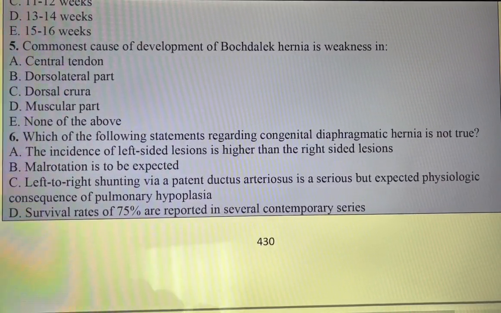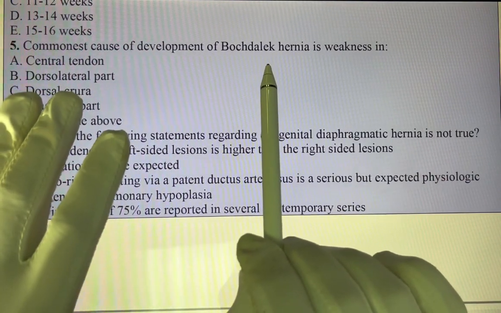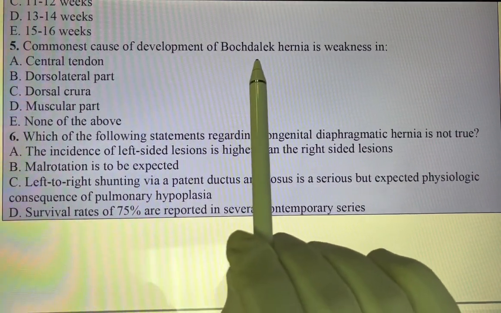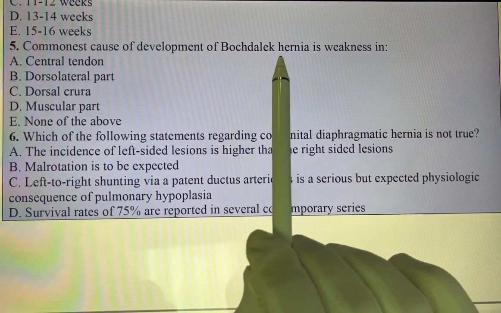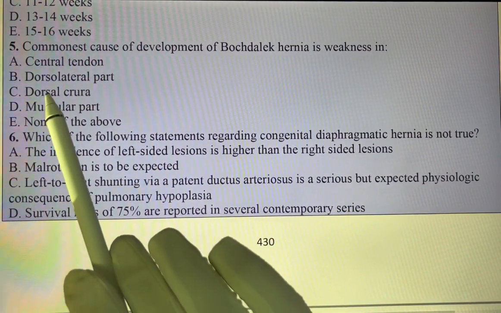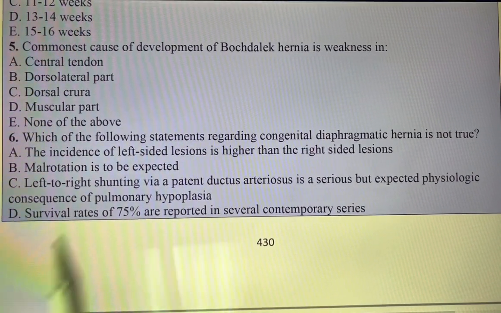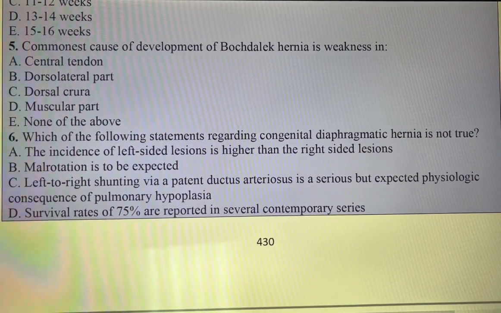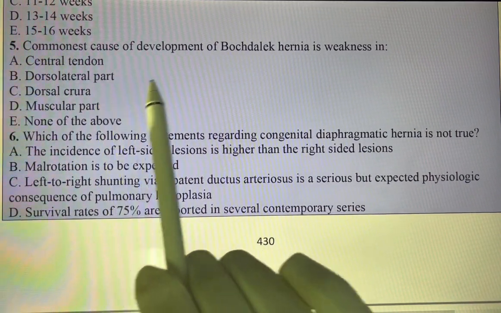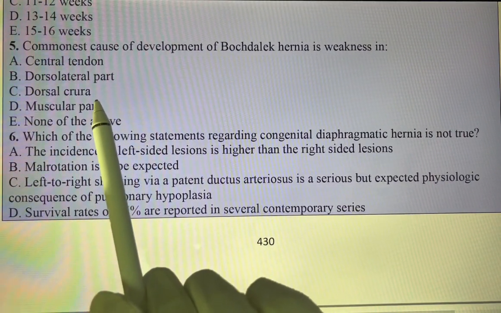Question number 5. Commonest cause of development of Bochdalek hernia is weakness in. So you know that the Bochdalek is a posterolateral hernia, so it is due to the dorsolateral part. The posterolateral, the pleuroperitoneal membrane is the postero or dorsolateral part. So Bochdalek hernia is the weakness in the dorsolateral part.